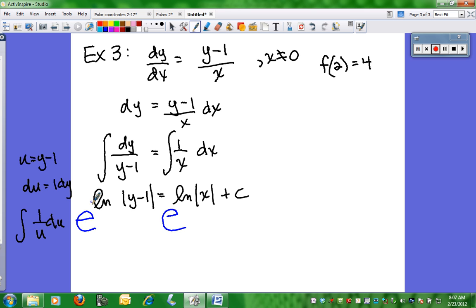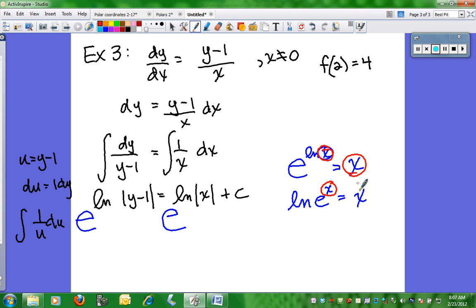If you look, e, now why? I'm going to do a little aside. e to the natural log of x, because they're inverse functions, equals x. The same goes for the natural log of e to the x, which is equal to x, or whatever this little quantity is up here.